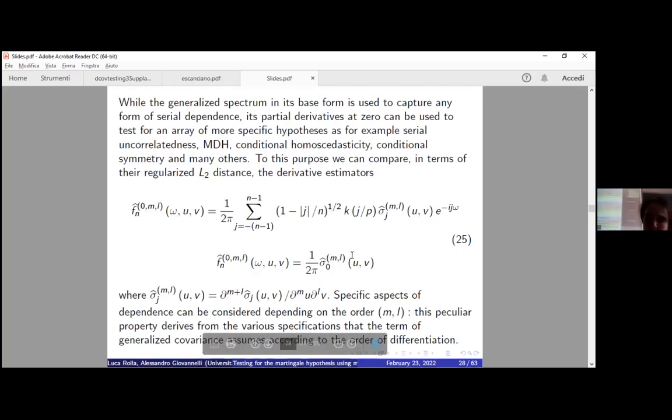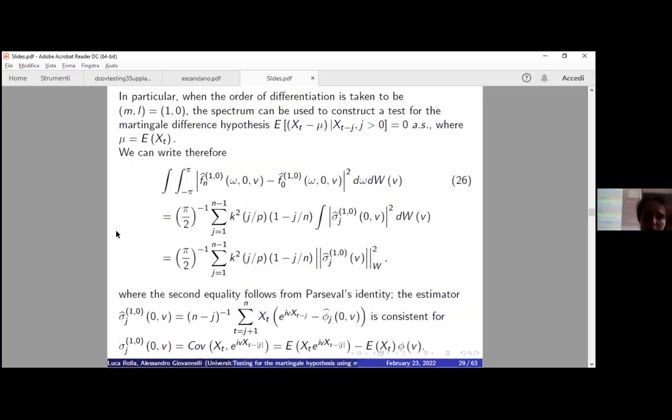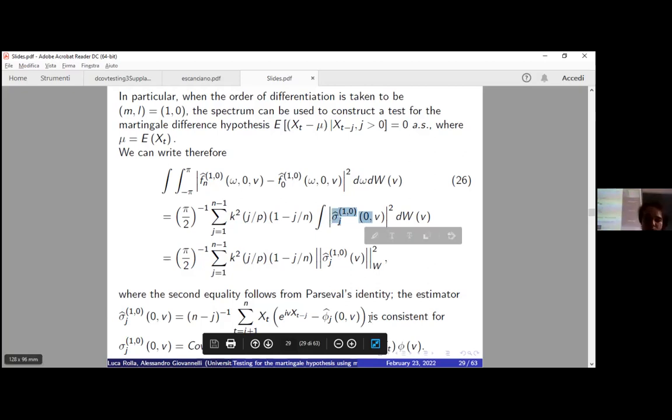Okay, I reported the m and l here. They are just the order of derivation for the characteristic functions, let's say. So taking this order of derivation here, basically we get to this expression and this form of generalized covariance here.